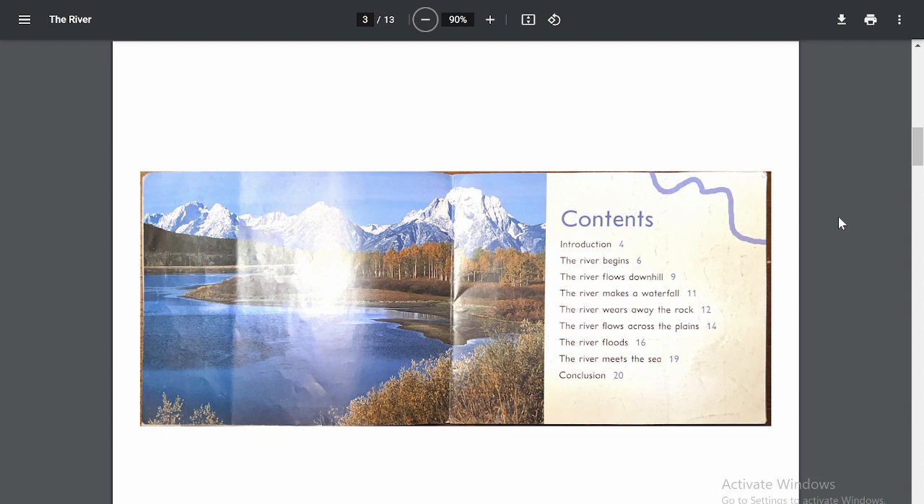Contents. Introduction. The river begins. The river flows downhill. The river makes a waterfall. The river wears away the rocks. The river flows across the plains. The river floods. The river meets the sea. Conclusion.